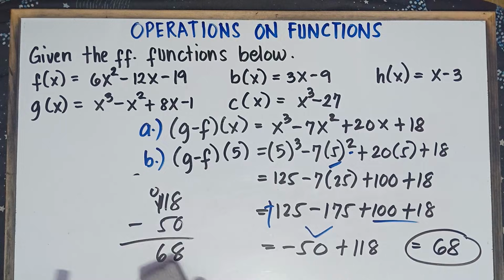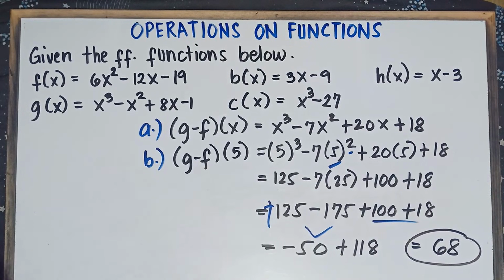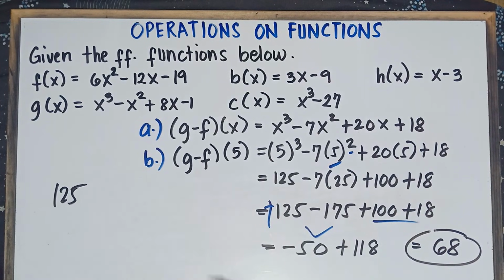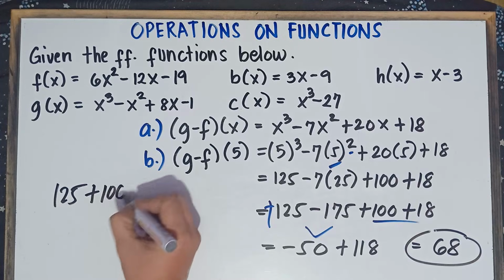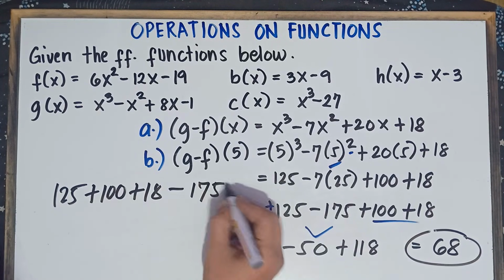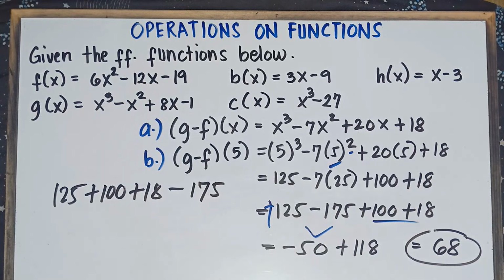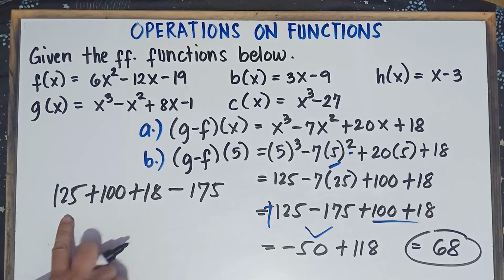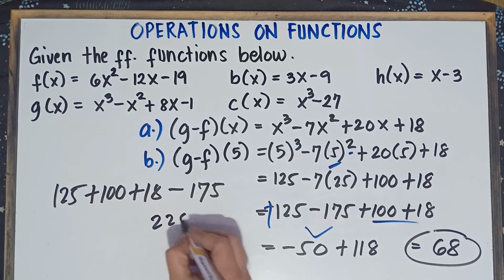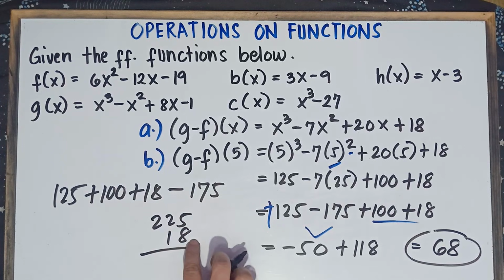That's it, class. Once again, if you're confused with regards to the signs, you can simply arrange this one. Arrange the positive numbers first. So positive 125, and then positive 100, and then positive 18, minus 175. Then simply add: 125 plus 100 would be 225, plus 18.